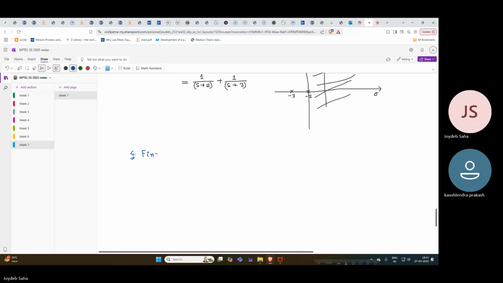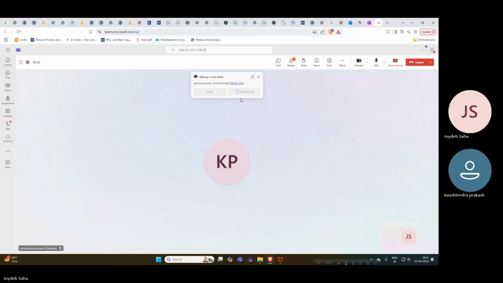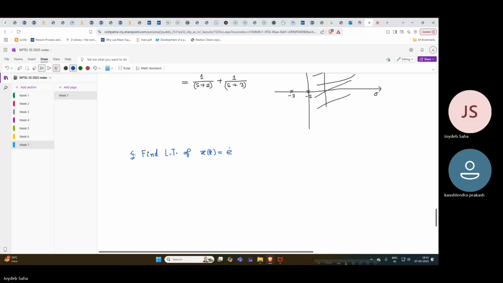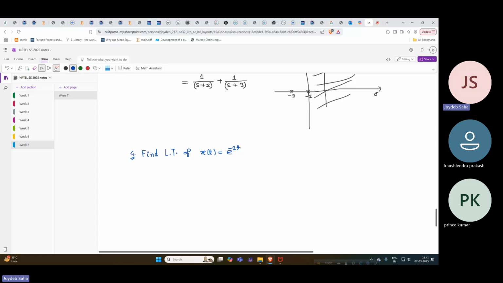Find the Laplace transform of x(t) is equal to e to the power minus 2t u of minus t plus e to the power minus 3t u of minus t. It is also a very simple problem.